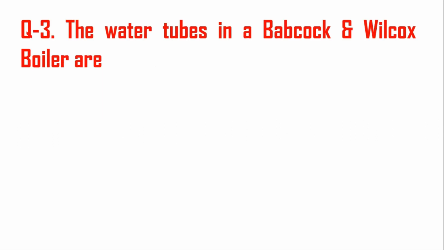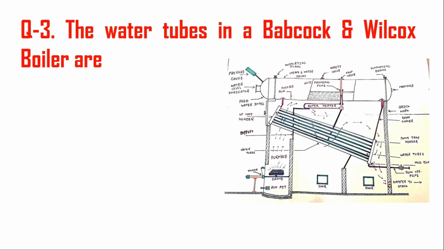Question number 3. The water tubes in a Babcock and Wilcox boiler are. Here you can see that the tubes are arranged inclined. So the right answer is inclined. The water tubes in a Babcock and Wilcox boiler are inclined, and it is a water tube boiler.